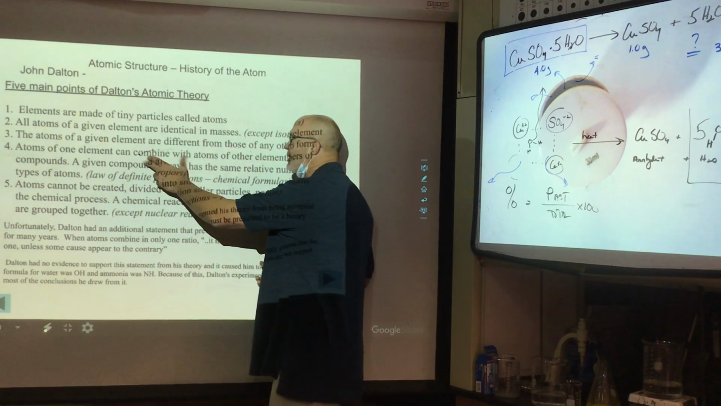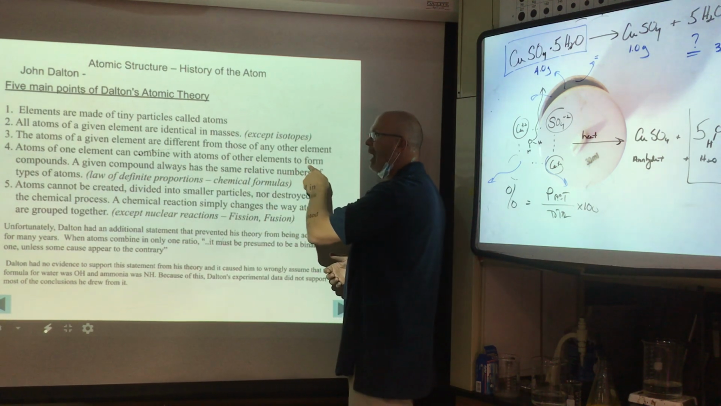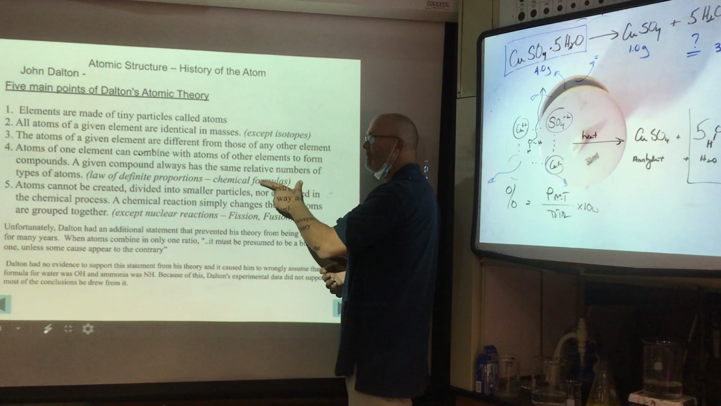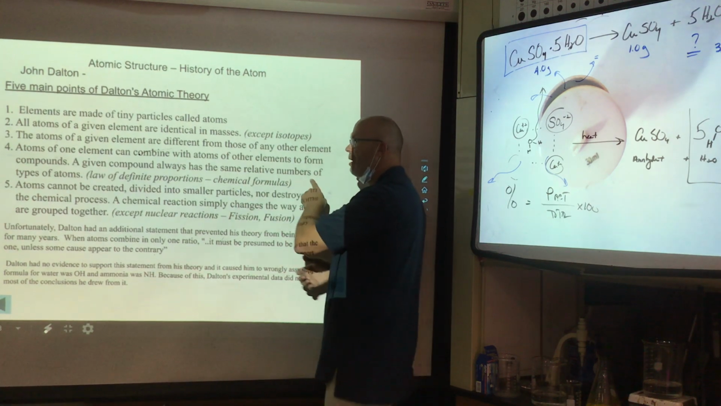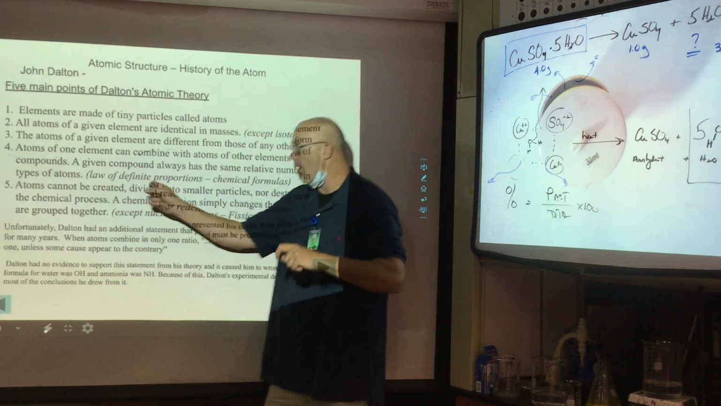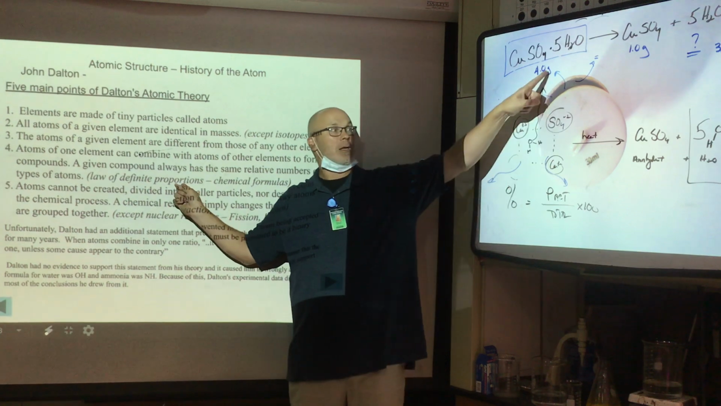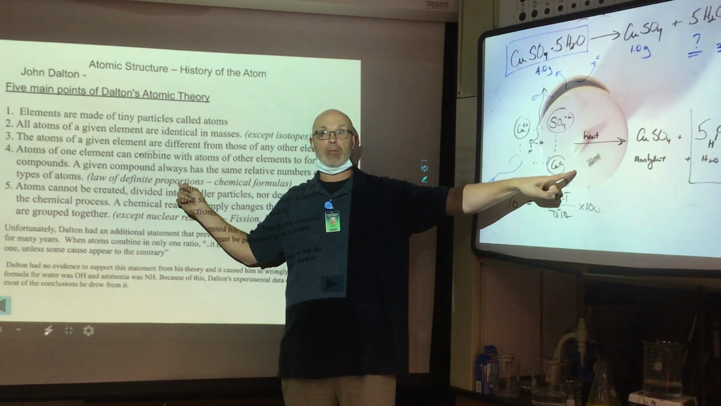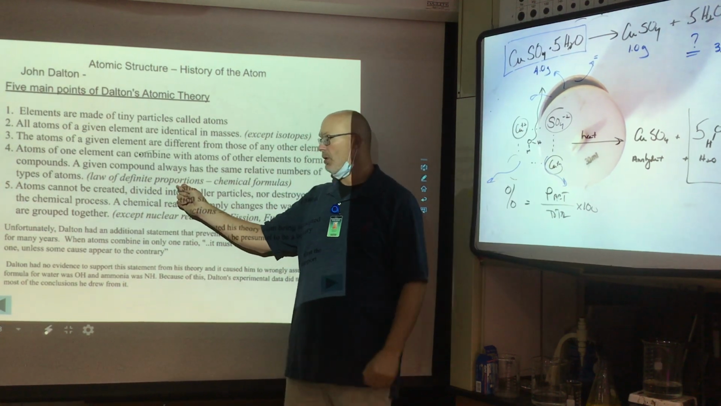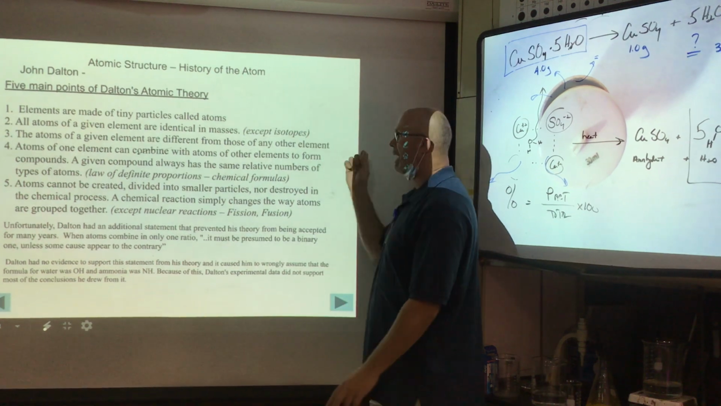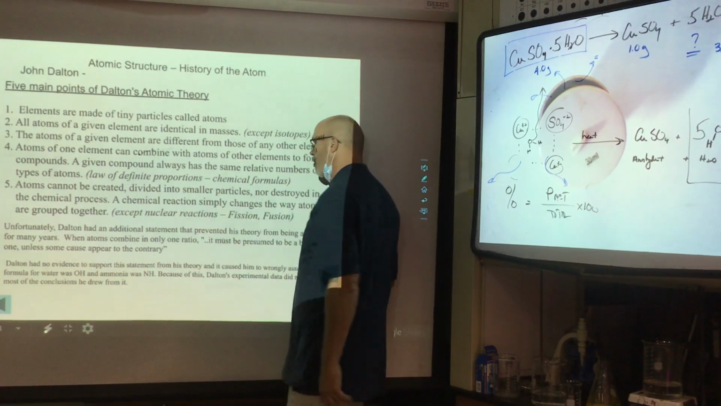Atoms of one element combine with atoms of other elements to form compounds. A given compound always has the same relative number of types of atoms, the law of definite proportions, that coincides with always the same percent by masses of things. Thank you, Proust.